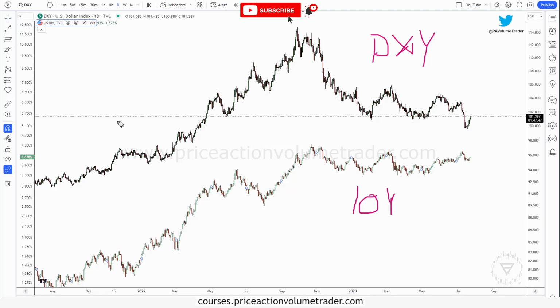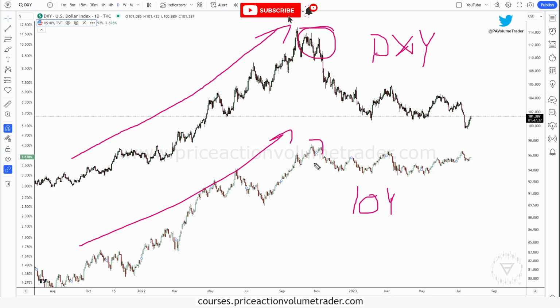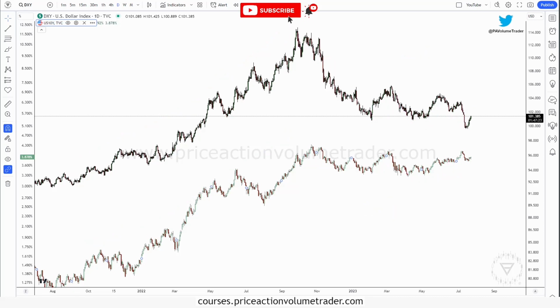And you can see here how, the last couple of years, the dollar had a very big rally and the bonds were going up as well. And they both found a top right around November of last year. And now, they've been pretty similar. They both went down and now it's mostly in a sideways movement.